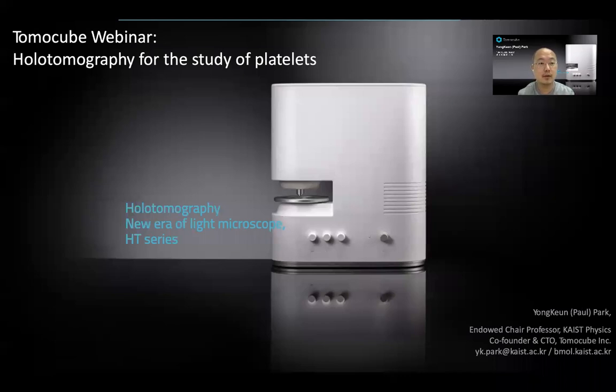And today I'd like to talk about the principle of a holotomography system, and also I'd like to share how it can be used for the study of the platelet. My name is Hyun-Kun Park, the professor in physics at KAIST and also co-founder and CTO of Tomocube.